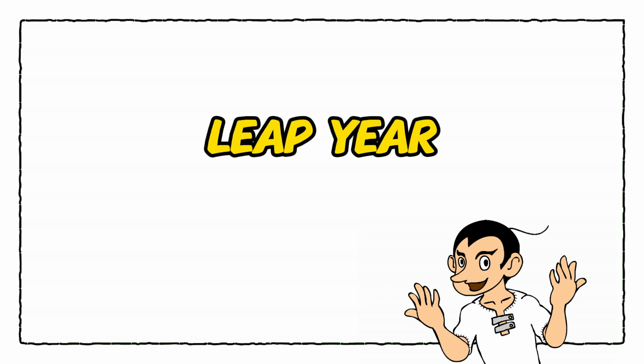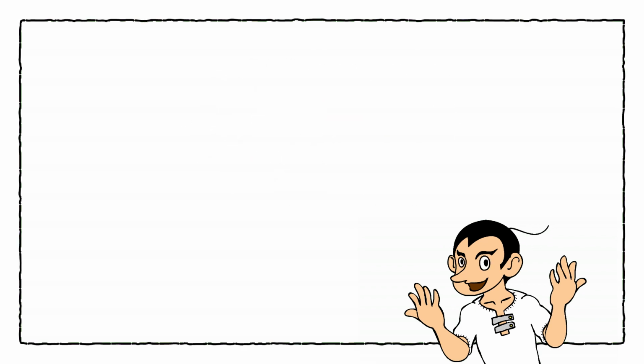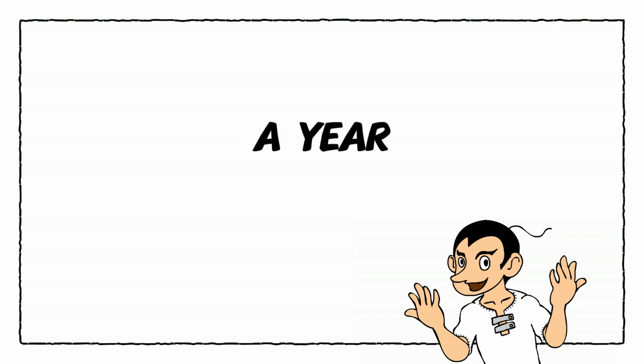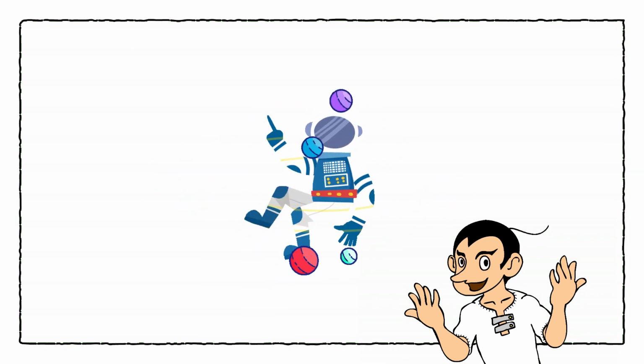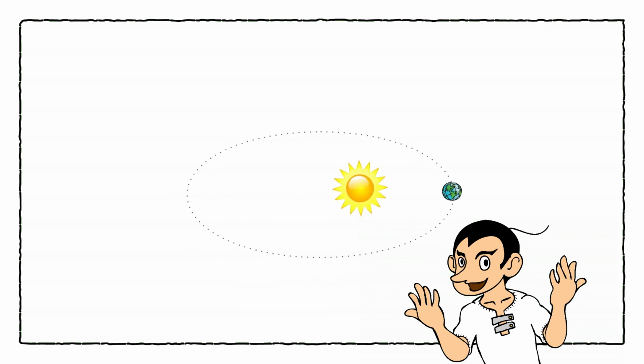The leap year is a calendar year that contains an additional day compared to a common year. Why do we need this leap year, we ask? Well, let's start by talking about a year. A year is the time taken for astronomical objects to complete one orbit. A year on Earth is the time taken for Earth to revolve around the Sun.